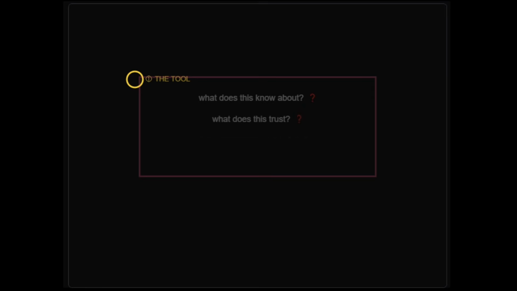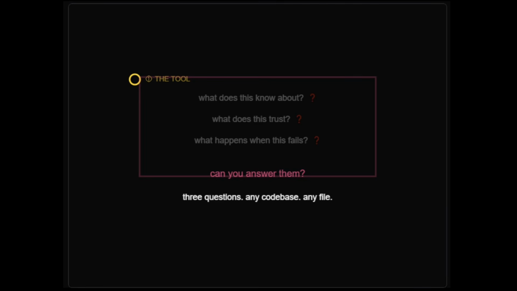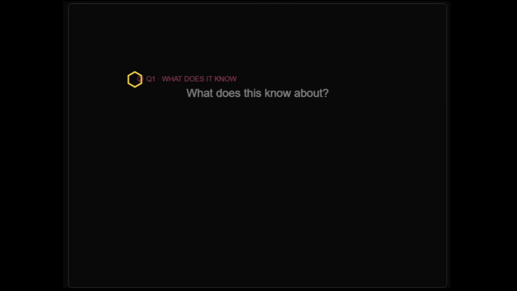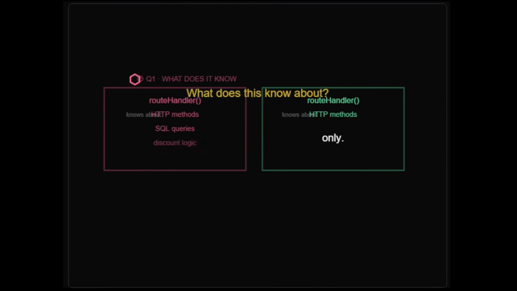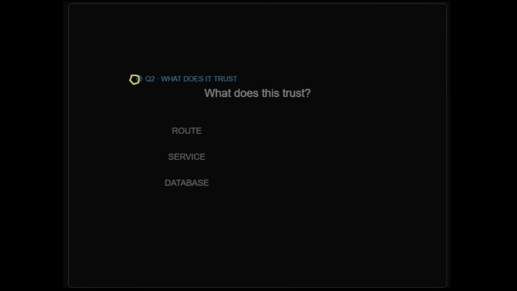Now here is how you use what you have just learned. Look at any piece of code, any function, any layer, any module, and ask three questions. First, what does this know about? A route handler that knows about SQL, something is wrong. A component that knows about network requests, something is wrong. A piece of code should know exactly as much as it needs, no more. The moment something knows too much, you have found a separation violation. Two concerns have merged where they shouldn't have.